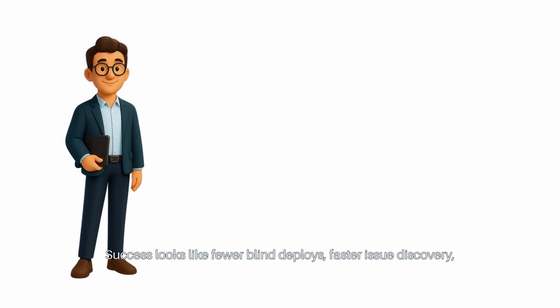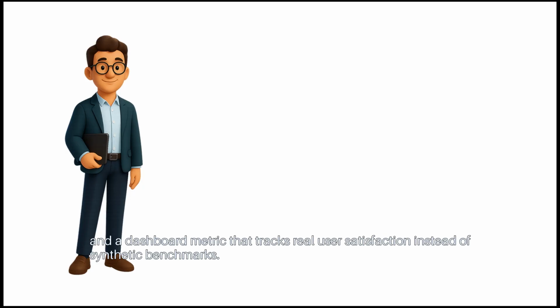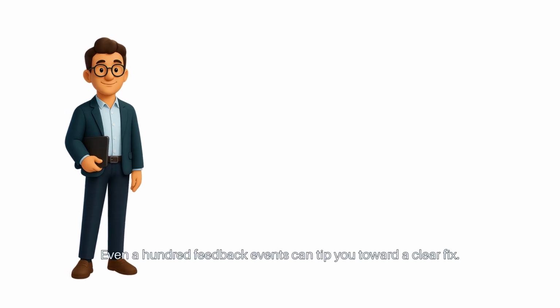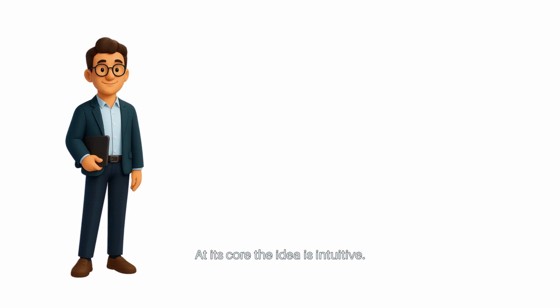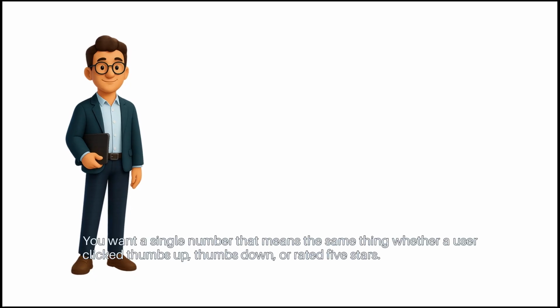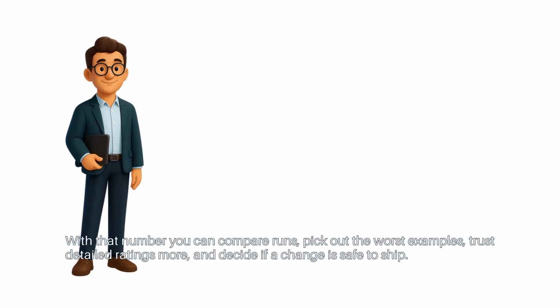Success looks like fewer blind deploys, faster issue discovery, and a dashboard metric that tracks real user satisfaction instead of synthetic benchmarks. Even 100 feedback events can tip you toward a clear fix. At its core, the idea is intuitive. You want a single number that means the same thing whether a user clicked thumbs up, thumbs down, or rated 5 stars. With that number, you can compare runs, pick out the worst examples, trust detailed ratings more, and decide if a change is safe to ship.